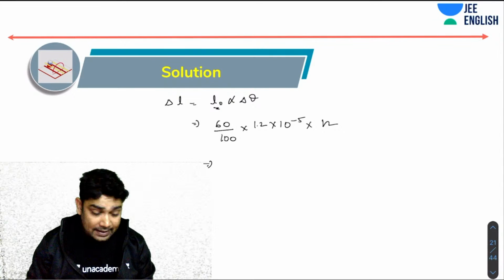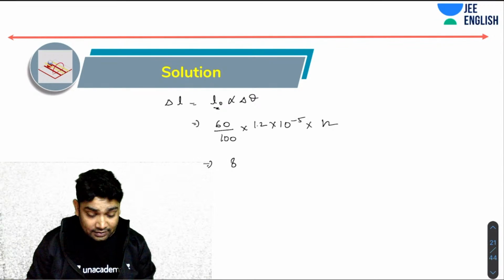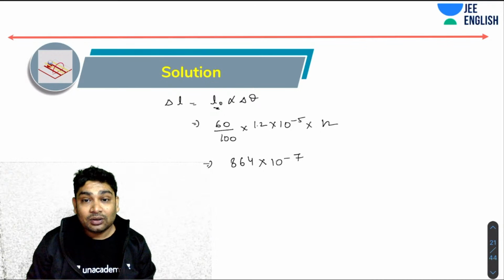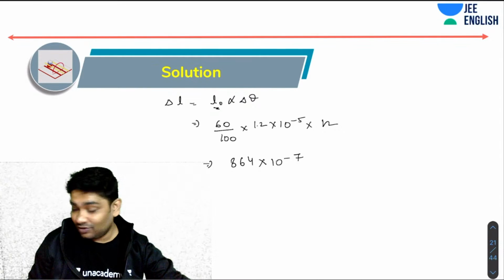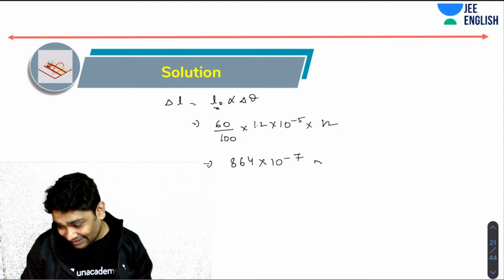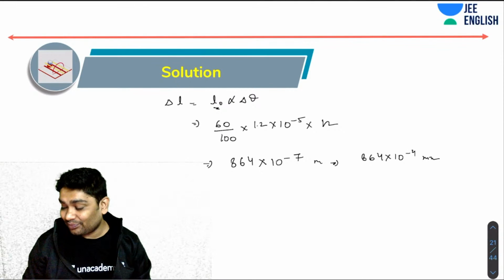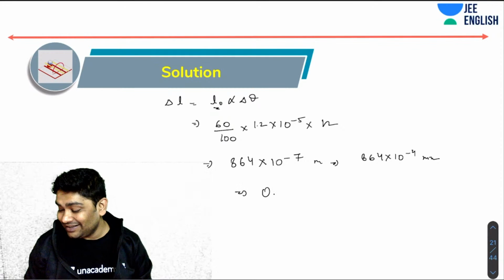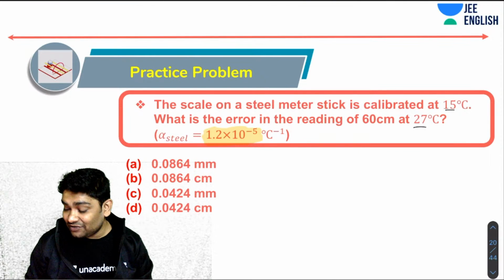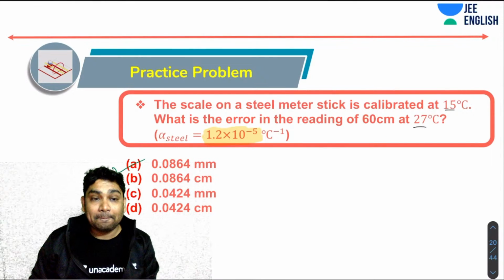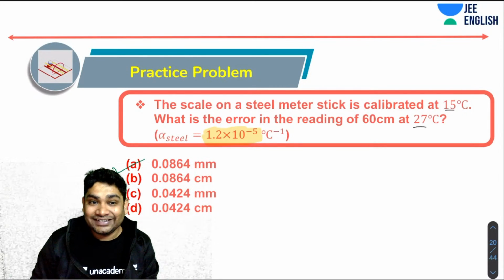So I am getting 864 into 10 to the power of minus 7 meters. That is the answer that I am getting when I did my calculation. So that would be 864 into 10 to the power minus 4 mm, or I can say 0.084 m. Let's see if we had that as an option. Yes, we did. So your correct answer would have been A. I hope you guys followed this.